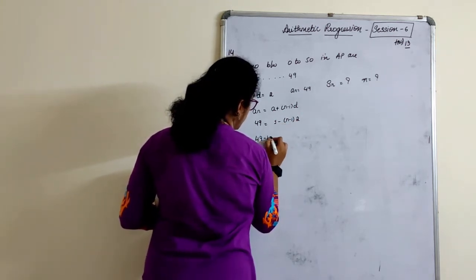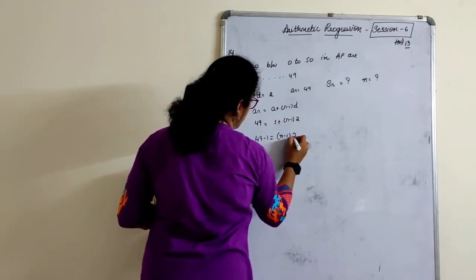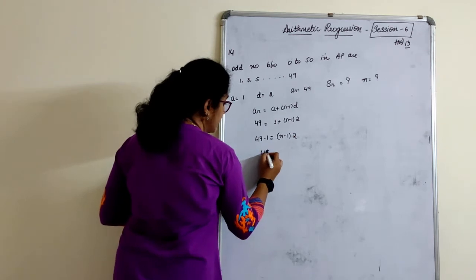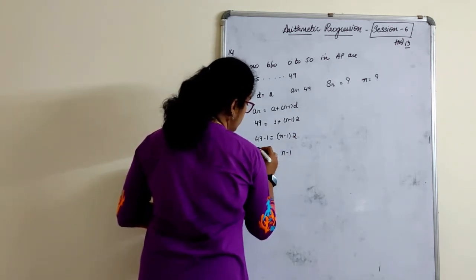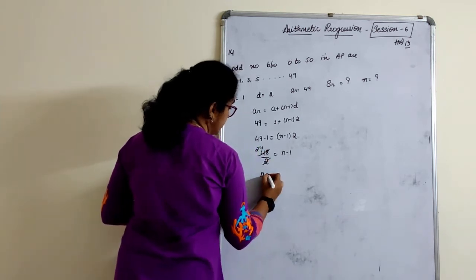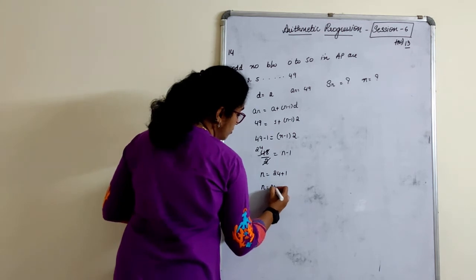49 minus 1 is equal to n minus 1 of 2. 48 divided by 2 is equal to n minus 1. 2 2s are 4, 2 4s are 8. n is equal to 24 plus 1. n is equal to 25.